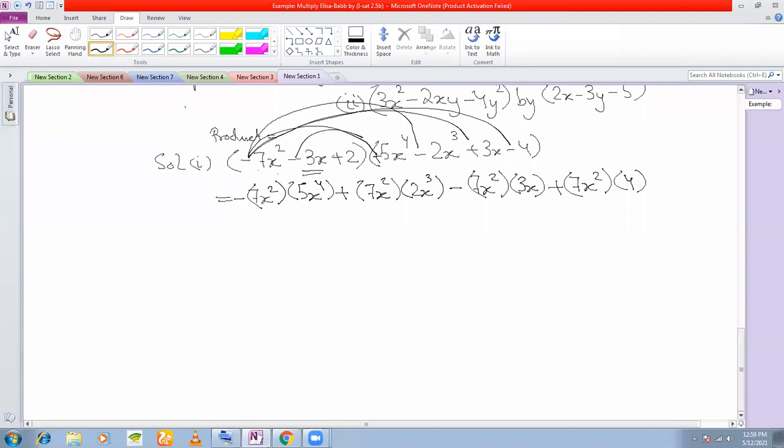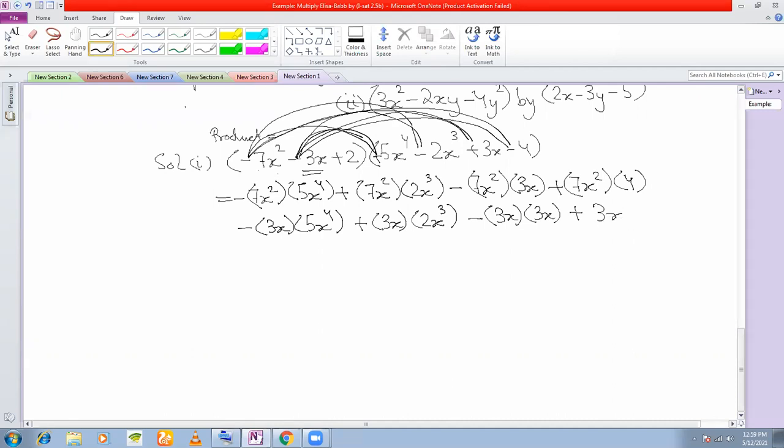Now 3x will combine with all the terms. So minus 3x, minus and plus will give you a minus sign here, 3x into 5x to the power of 4. Again, this minus will combine with this minus to give you a plus sign 3x into 2x cubed. This minus will now combine with this plus to give you a minus sign 3x into 3x. And this minus will now combine with this minus to give you a plus sign 3x into 4. And then now this 2 is left, so 2 will be multiplied by all.